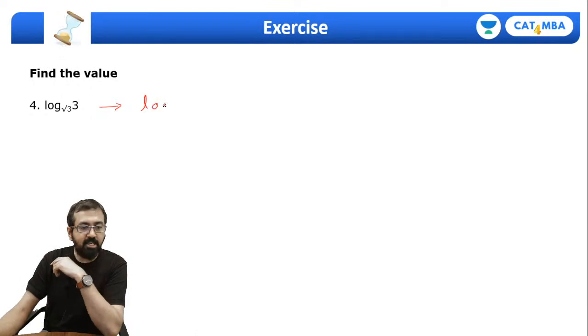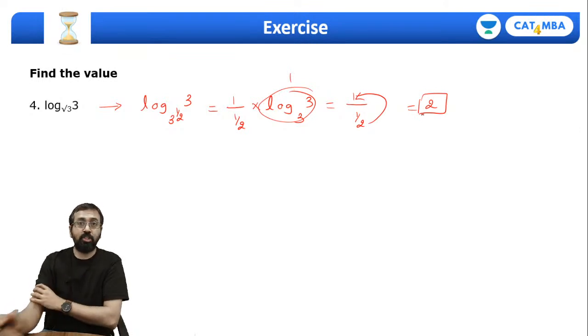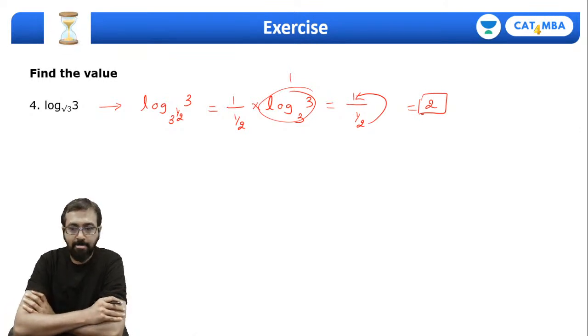So this can be again written as log of 3 with base 3 raised to 1 by 2. Now there is a power in the base. Of course, so what shall we do? We'll bring that power in the division. So 1 upon 1 by 2 into log of 3 with base 3. Correct. This is going to be 1. So now I'm left with 1 upon 1 by 2. This 2 will come in the numerator. So I'll get the answer as 2. Very simple. Right. So see, all of you got the correct answer.